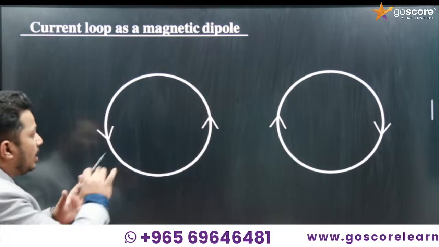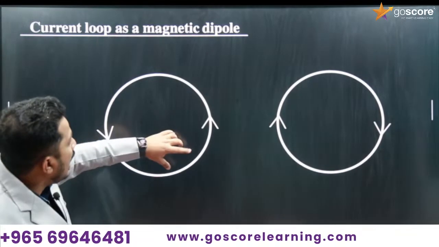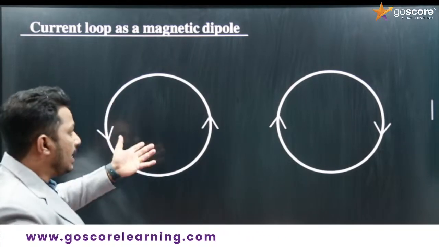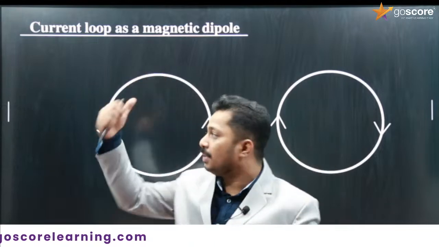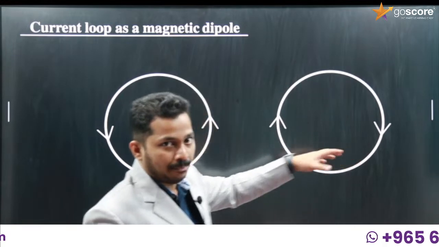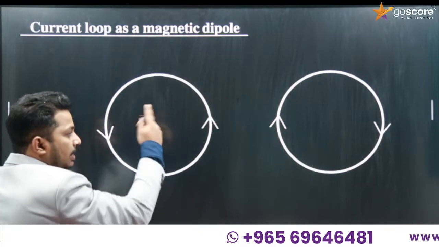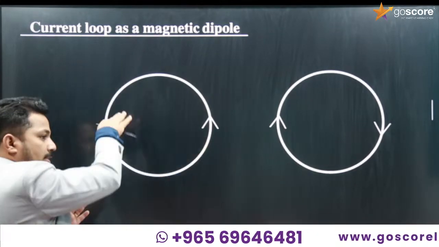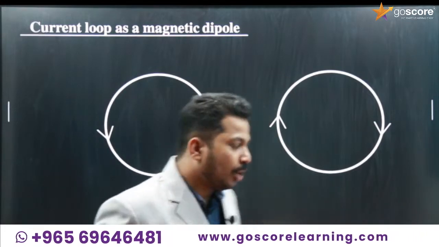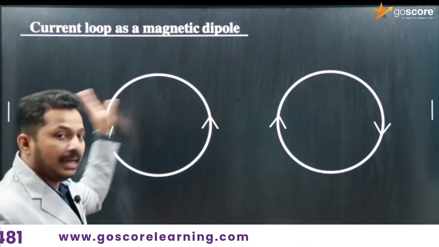Here I have drawn two loops in which the current in the first loop goes in the anti-clockwise direction. The same loop, if you look from the back side, you will see that the current is in the clockwise direction. Looking from one side, the current is anti-clockwise, and the same loop looked at from the other side is clockwise. So there will be reversal. That is understood, right?